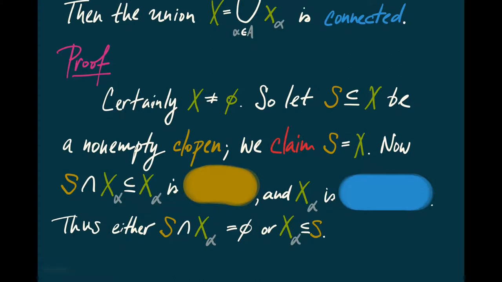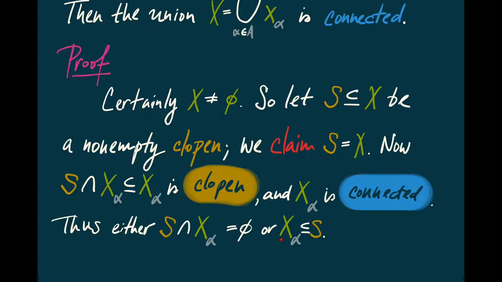Well, first, certainly, X can't be empty. So now my task is to take a non-empty Clopen subset, S, and prove that S is actually equal to X. Now for every alpha in A, if I intersect my S with X alpha, that will again give me a Clopen subset. This is now a Clopen subset of X alpha. But we're assuming that each X alpha is connected. Since each X alpha is connected, it follows that this intersection is either empty or it's X alpha itself.